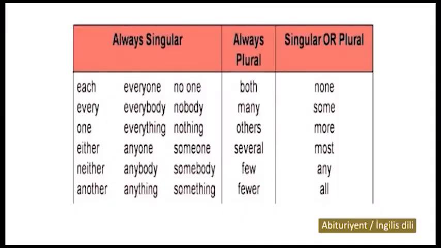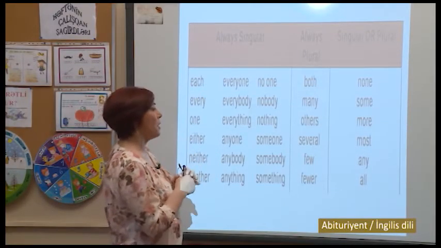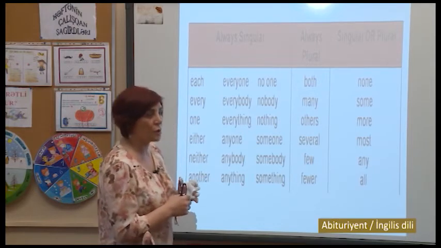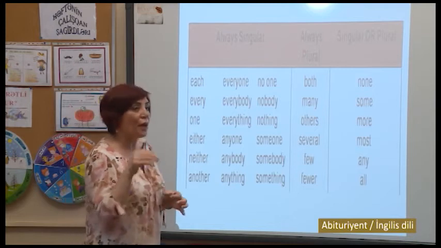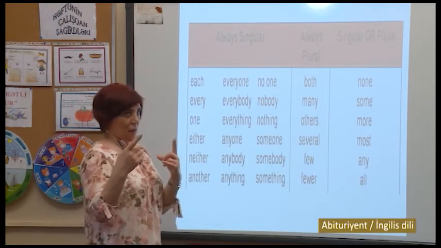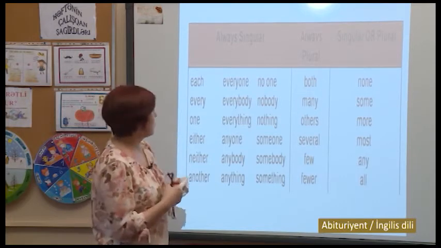Here you see pronouns to be used always in the singular, and what about pronouns to be always in plural, and singular or plural. For example, each requires a singular noun, and then what about verb subject agreement? It goes to the third person singular. For example, each girl is, each boy is, but each of the girls is. The verb agrees with each, but not girls.